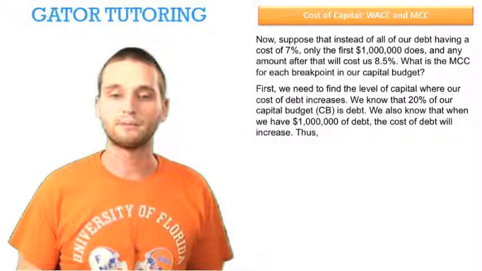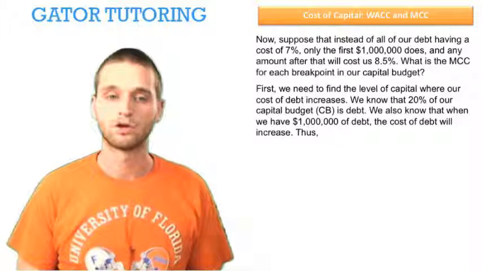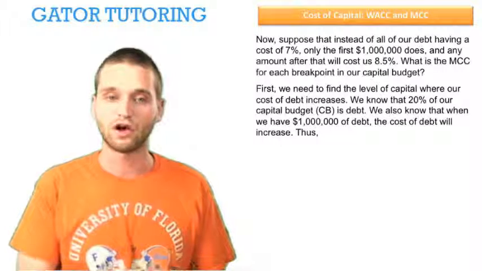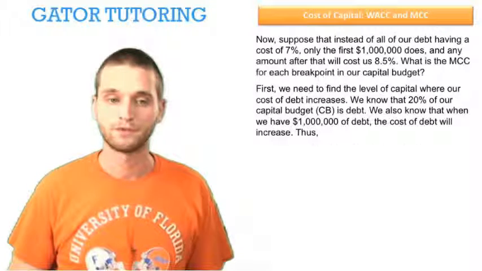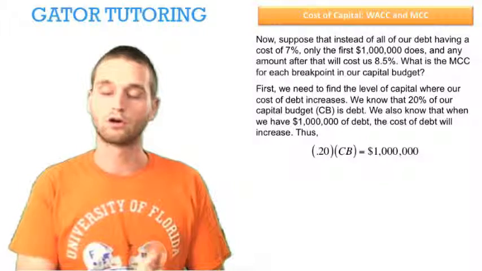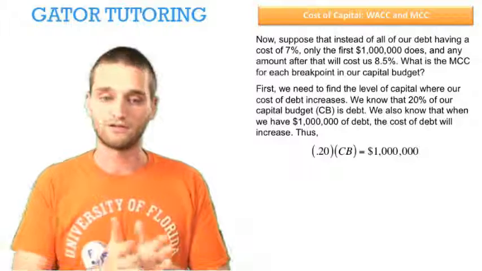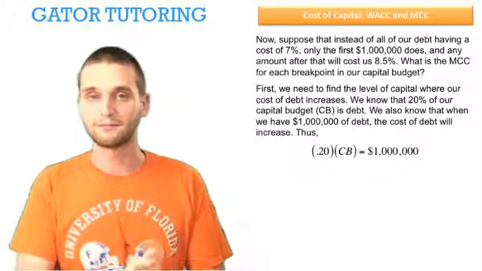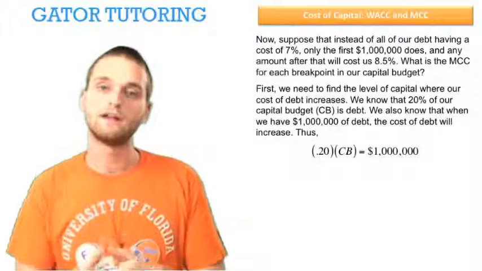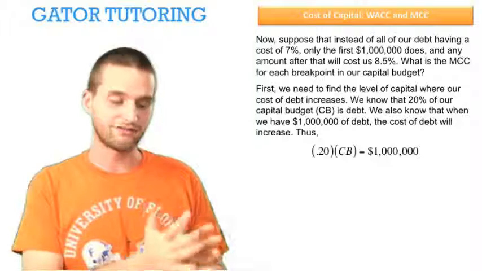We know that 20% of our capital budget, which we'll just call CB, is debt. We also know that when we have $1 million of debt, the cost of debt will increase. Thus, we set 20% of our total capital budget equal to $1 million, because this is the amount of our capital budget that's debt, and we know the cost of debt will increase at $1 million.